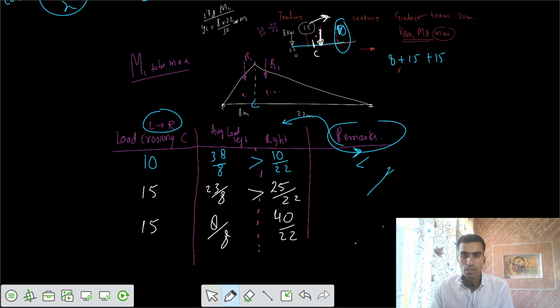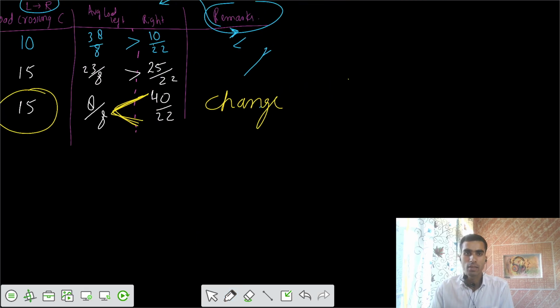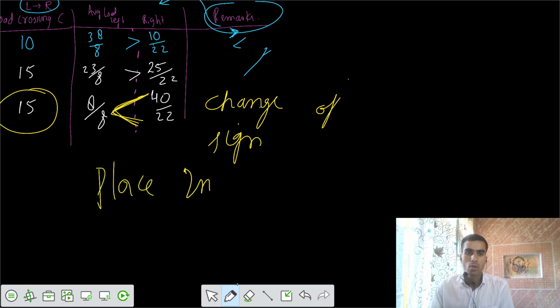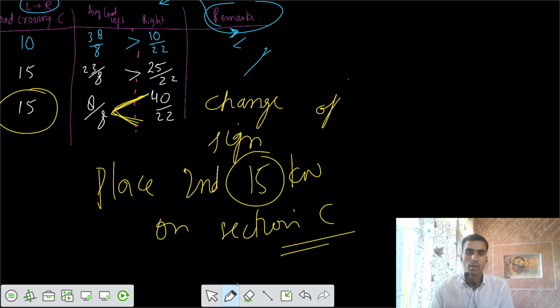Now we see that there is a change of sign. That means when the second 15 kilonewton was on the section, there is a change of sign. So we write here, change of sign. If there is a change of sign, I say place this second 15 kilonewton load on the section itself, on the section C itself.